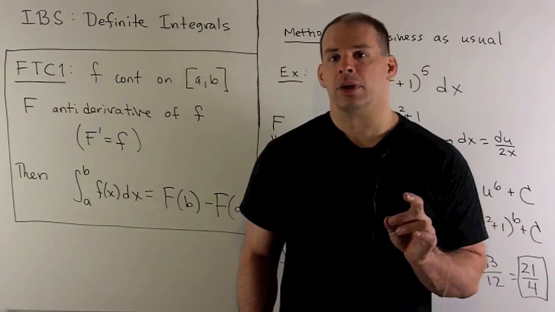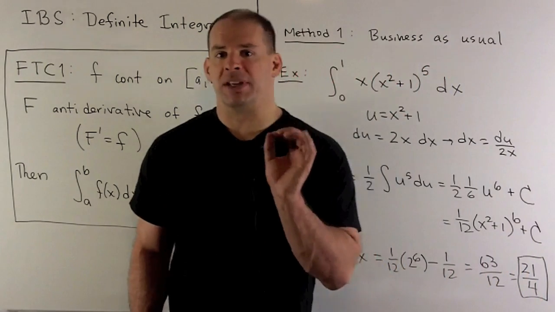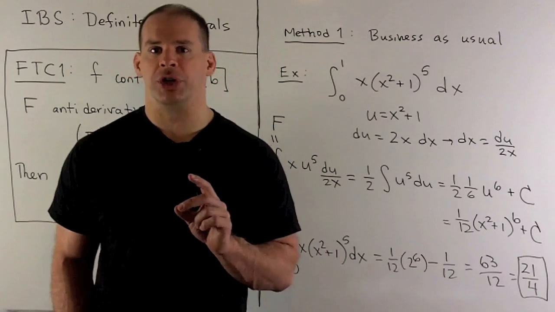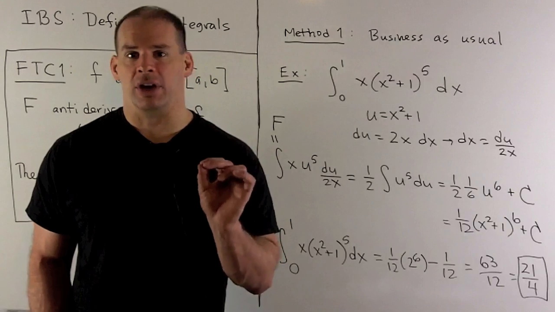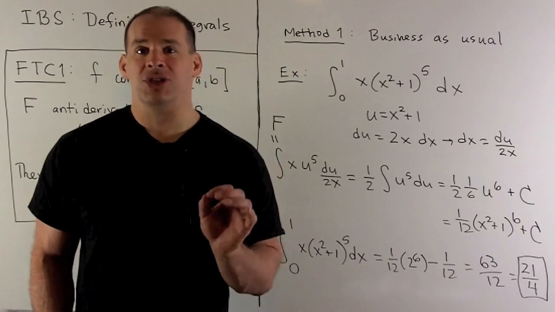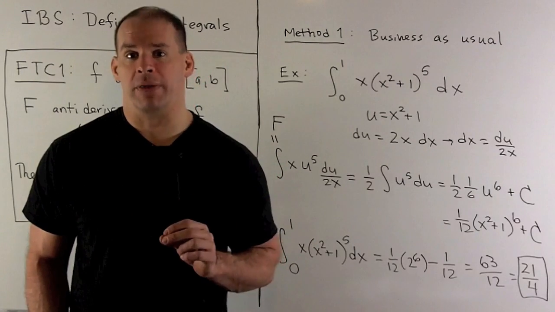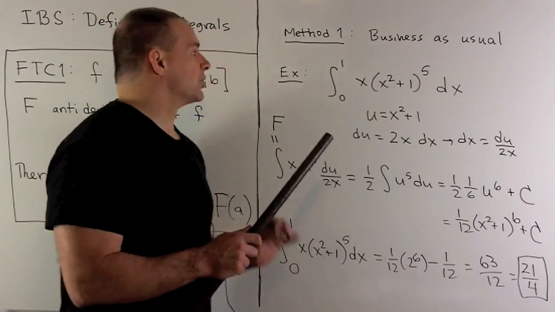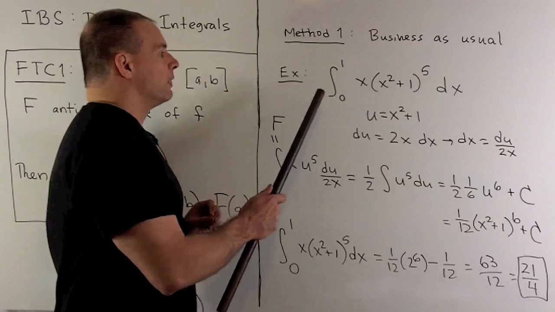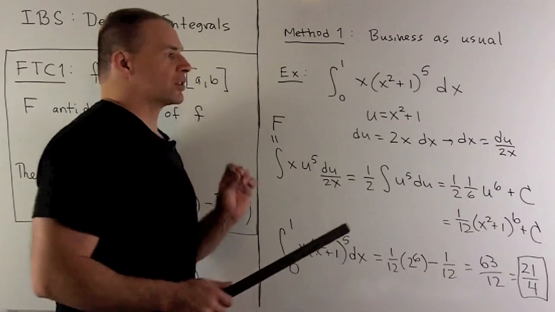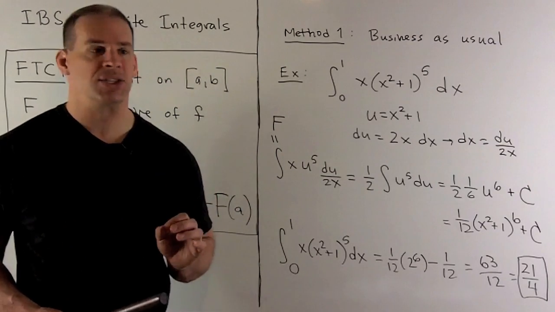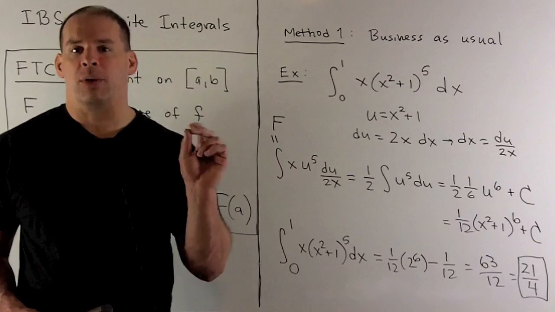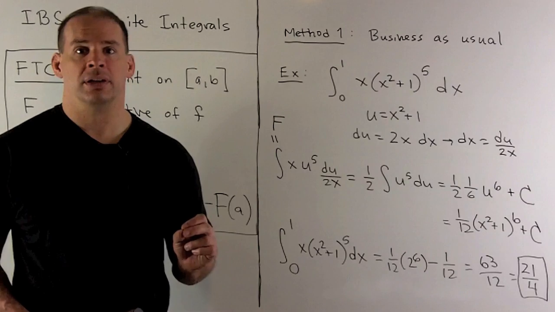Now, for our first method, it's going to be business as usual. If I want to compute a definite integral using integration by substitution, we just work out our indefinite integral, or antiderivative, and then use our procedure from the first fundamental theorem of calculus. Let's look at an example. I'll have the definite integral from 0 to 1 of x times (x squared plus 1) to the 5th power dx. Here I'm just going to find an antiderivative, evaluate the endpoints, and take the difference.